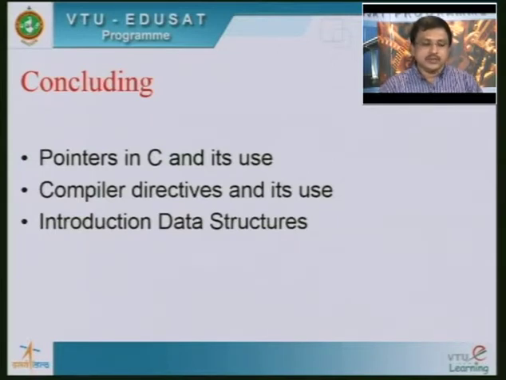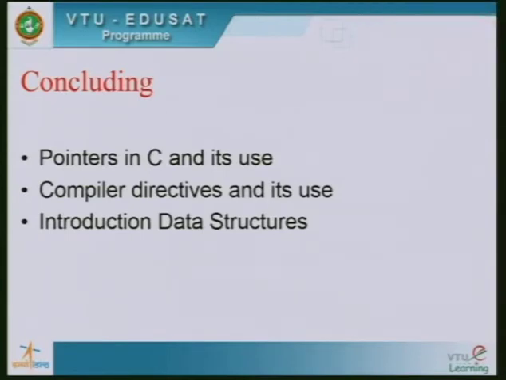To conclude, we had about 5 sessions together. It was a pleasure for me to talk to you. I hope we will meet again soon, probably revisiting the same concepts or looking at some other concepts in computer science. What we tried to learn together is pointers in C and their applications and use, compiler directives and their use, and an introduction to data structures, without bothering too much about how to implement them in C.